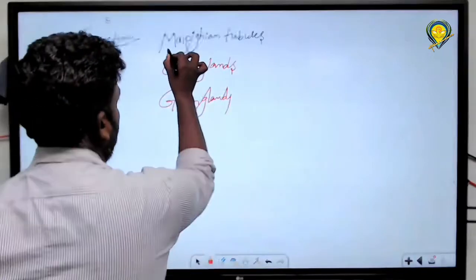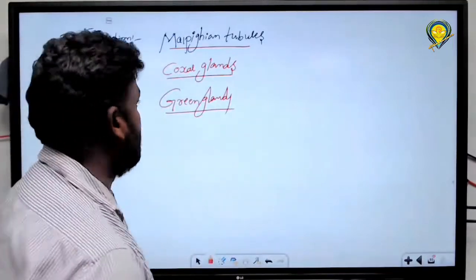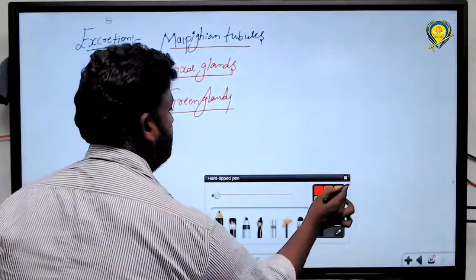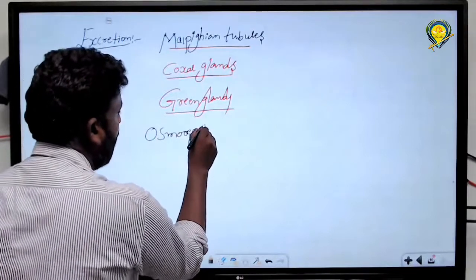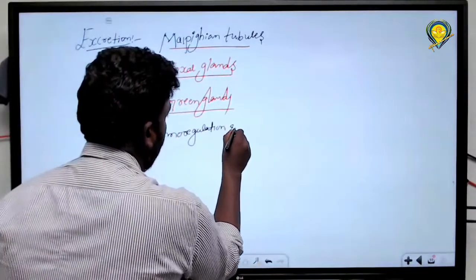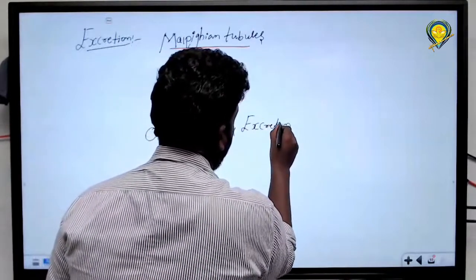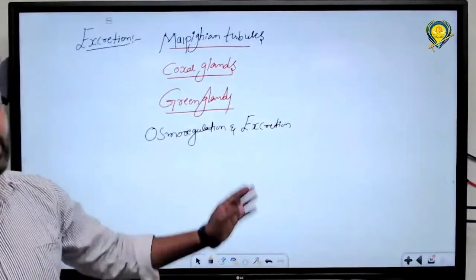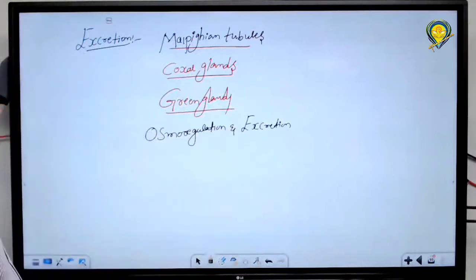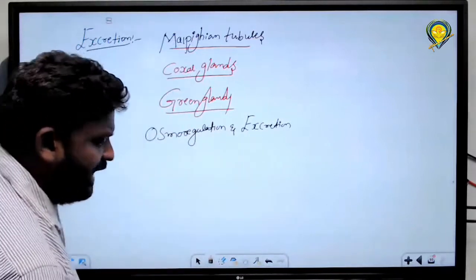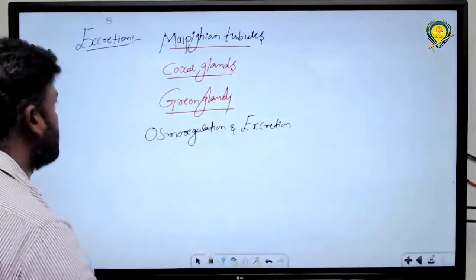Malpighian tubules, coxal glands and green glands are the excretory organs which help primarily in what? Primarily osmoregulation and secondarily excretion. Terrestrial animals definitely have Malpighian tubules mostly. Next one also. After excretion, we have discussed respiration.